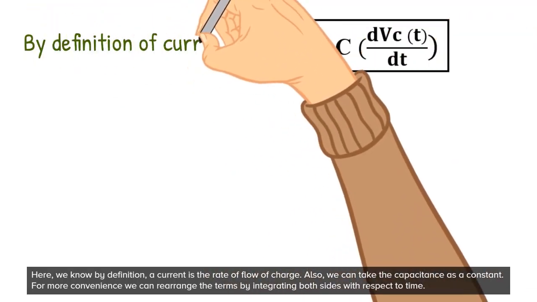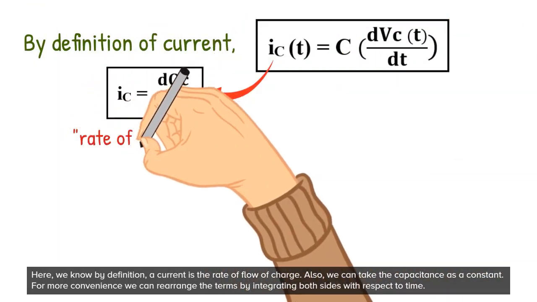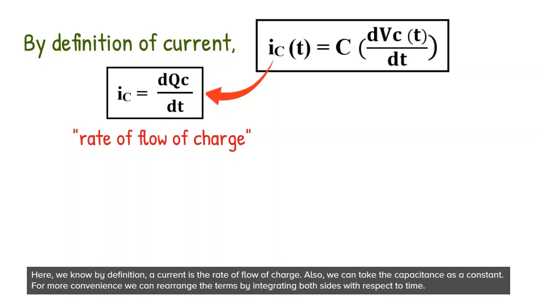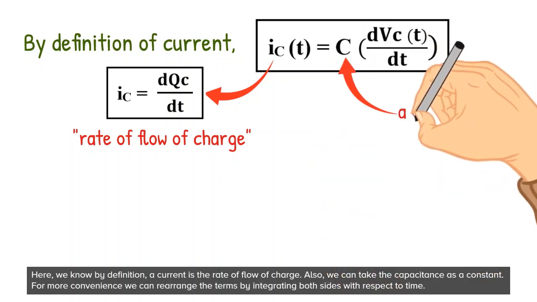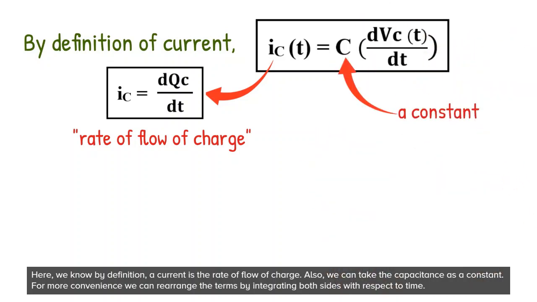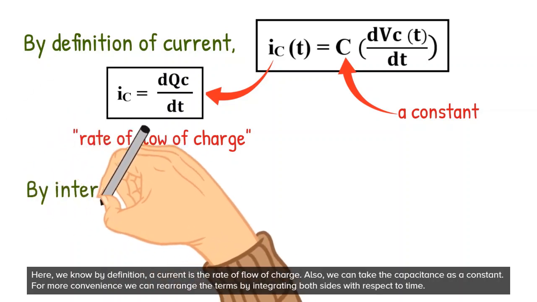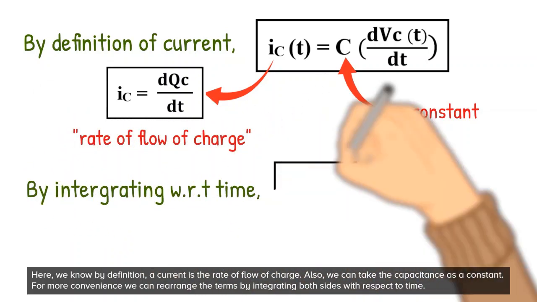Here, we know by definition, a current is the rate of flow of charge. Also, we can take the capacitance as a constant. For more convenience, we can rearrange the terms by integrating both sides with respect to time.